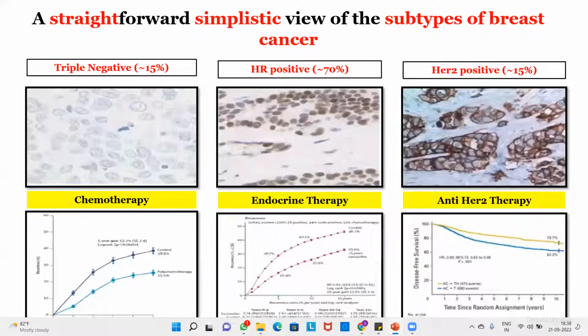All right, so we know patients with breast cancer, this is a very simplistic way that they're classified. They're classified based on the ER/PR and HER2 status. So triple negative constitutes around 15% of those cases, in which chemotherapy is your treatment option. HR positive is 70%, where hormone therapy is your mainstay of treatment, and approximately 15% are HER2 positive, where anti-HER2 therapy significantly improves the prognostic outcome in both early and advanced settings. Next, please.